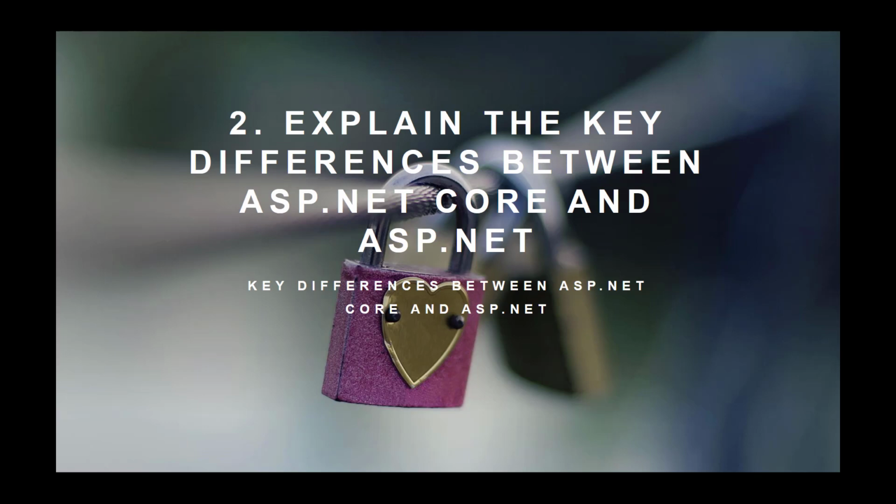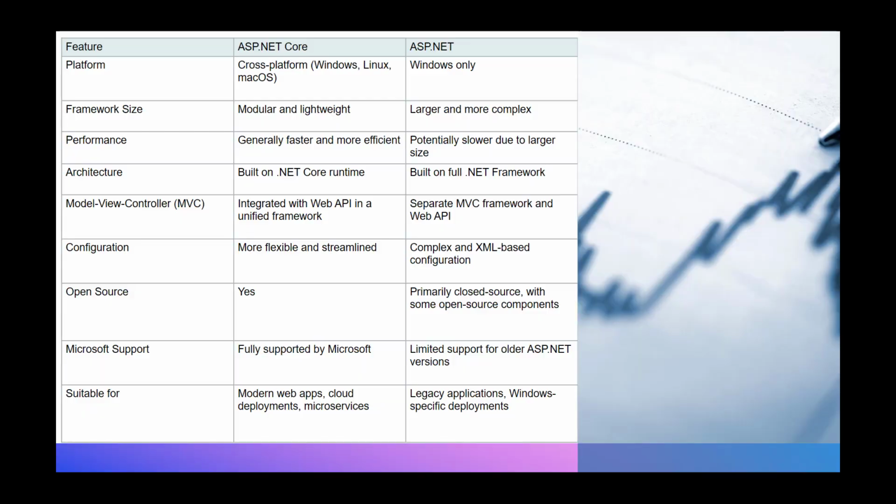Then the question would be to explain the key differences between ASP.NET Core and simple ASP.NET. I have figured out the key differences here, and I can tell them one by one, but you need to name them when the interviewer asks you this question. First, platform: ASP.NET Core is cross-platform, whereas ASP.NET is Windows only. Applications can only work on Windows; they cannot work on Linux or Mac.